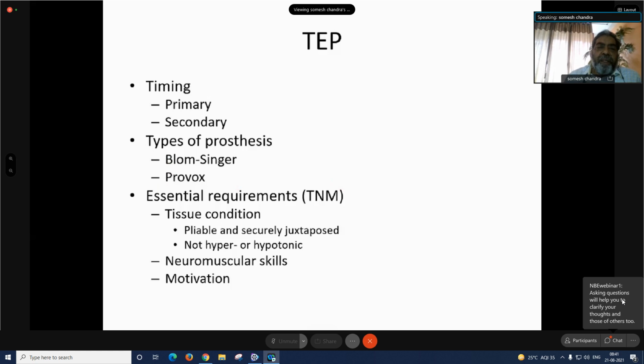And what are the essential requirements for a successful TEP? I call that PNF. The tissue condition: the pharynx should be pliable and securely juxtaposed. The esophagus and tracheal wall should be securely juxtaposed. And the PE segment should not be hyper or hypotonic. The patient should have enough good neuromuscular skills and should be adequately motivated. So tissue condition, neuromuscular skills and motivation are essential.